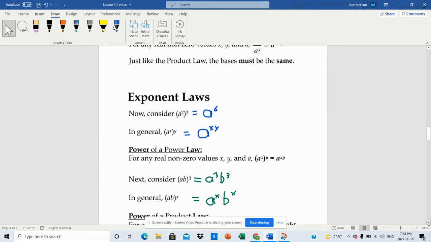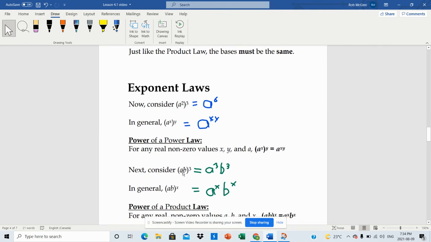Now, if we consider an example like this, where we've got more than one term inside brackets, and it's raised to an exponent, then this is actually called the power of a product rule. And what it says is we're going to distribute this exponent to both terms inside the brackets. So ab in brackets cubed equals a cubed times b cubed.